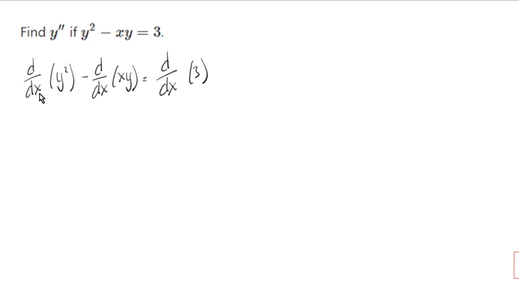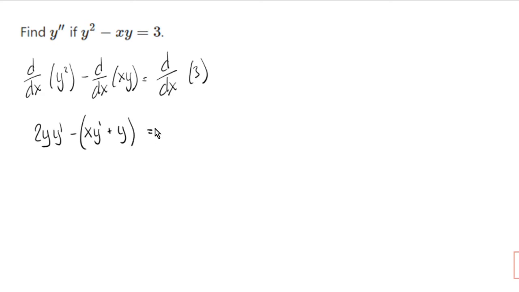The first term here is going to be the chain rule. The outside derivative is 2y. The inside derivative is y prime. The second term here, we're going to apply the product rule. So we're going to take the derivative of y first. There's no equal sign here just yet. So minus, the derivative of y, x times y prime, plus the derivative of x, which is simply going to leave us with y.